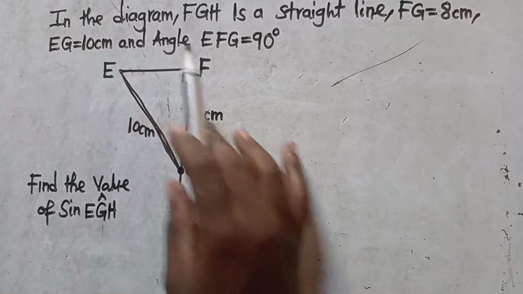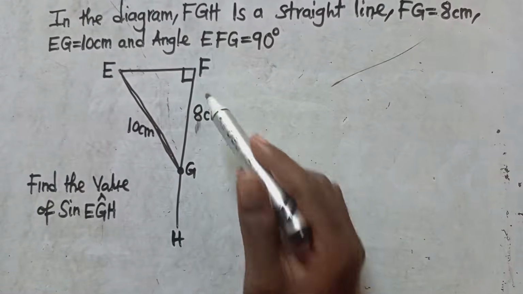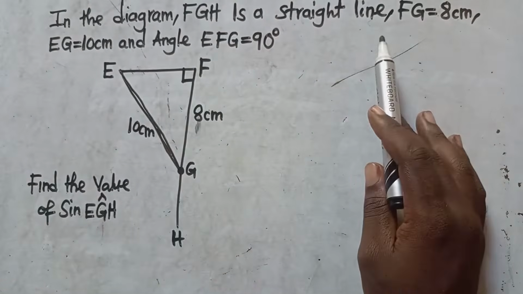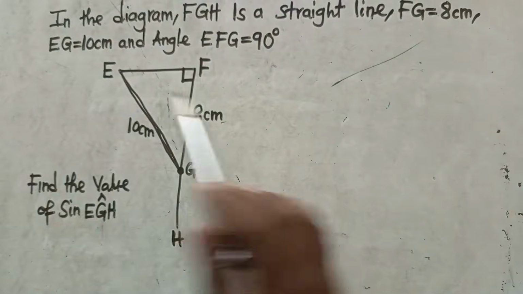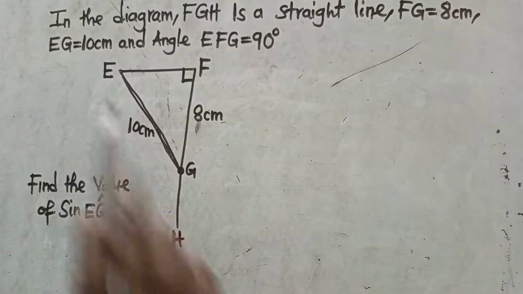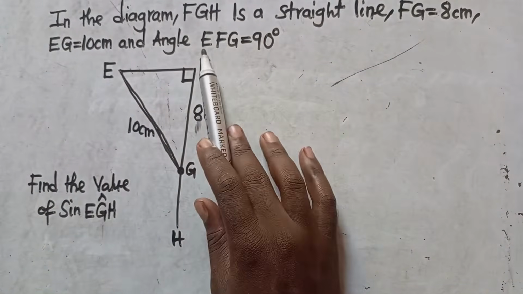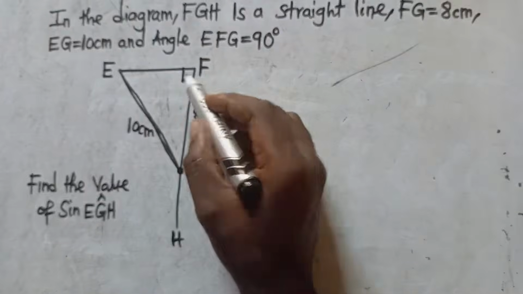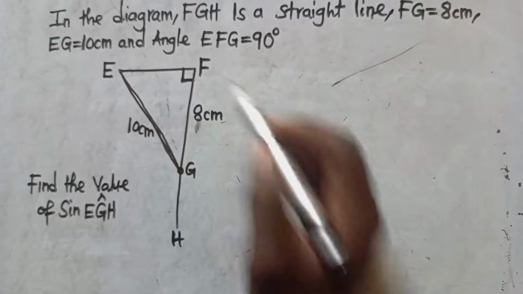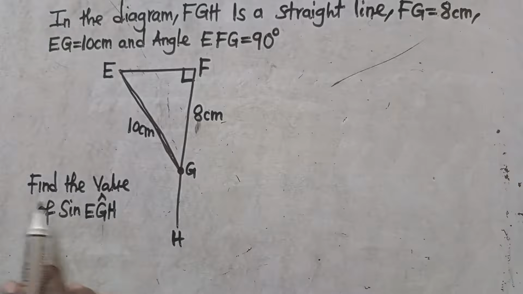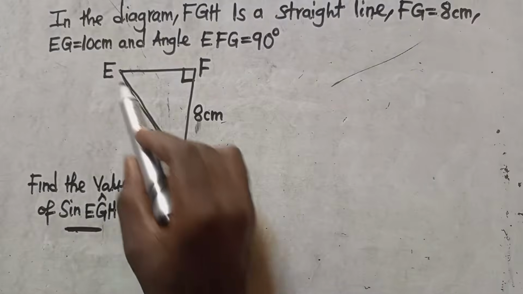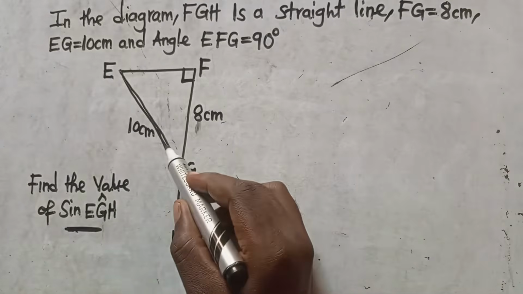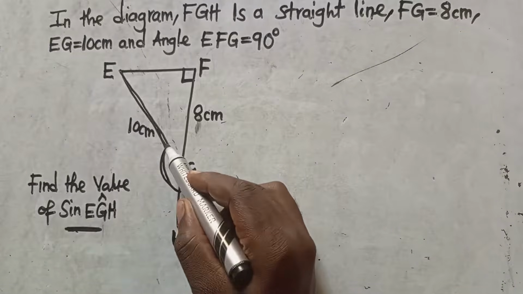In the diagram, FGH is a straight line. FG is 8 centimeters. EG is 10 centimeters. And angle EFG is 90 degrees. Then we are told to find the value of sine EGH. They want you to find the value of that.